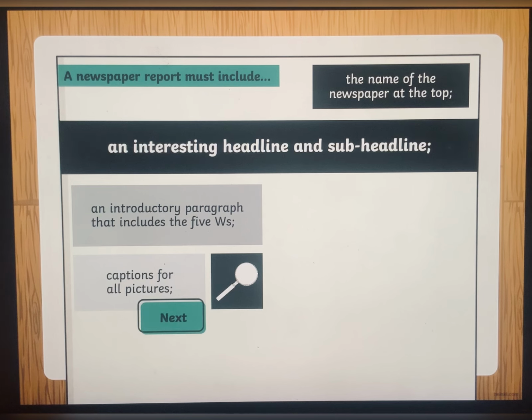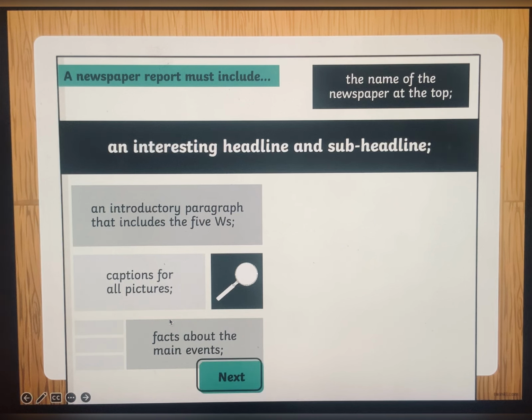Now, you need captions for all pictures. The main thing that lures us to watch a news report or to look for that article is the picture. And if that picture has a short caption, it actually is a first game changer, a key that will let you go on to read the whole article. Next is facts about the main events. We are going to look into these aspects as well. We are just seeing the overview, how my article looks.